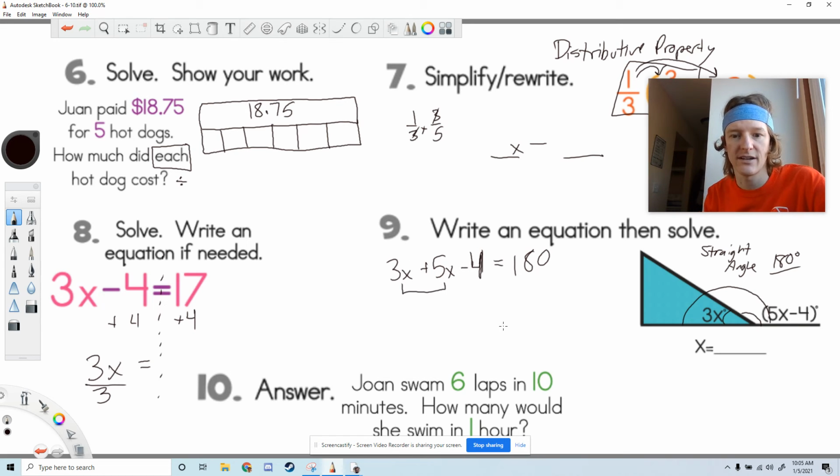We can combine this 3x and this 5x, and then you're going to end up with a problem that looks a lot like number 8. Get rid of the integer first, and then divide by 8.